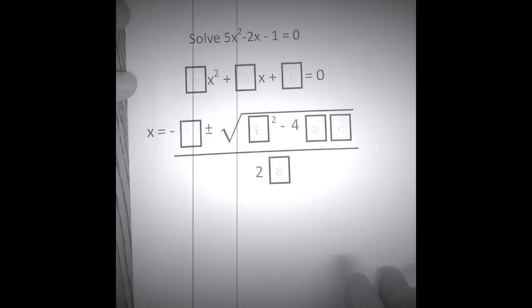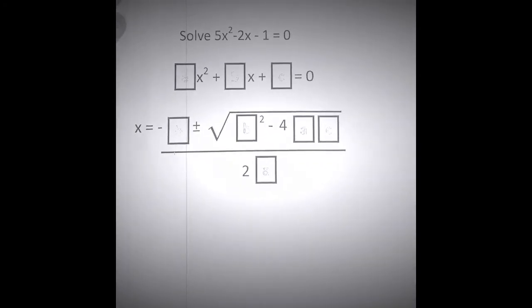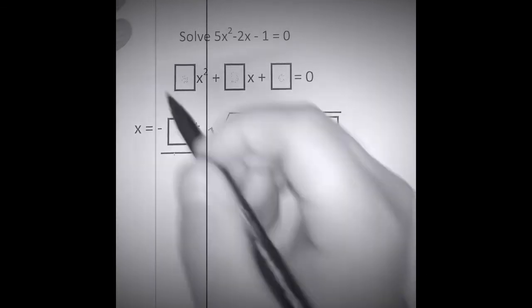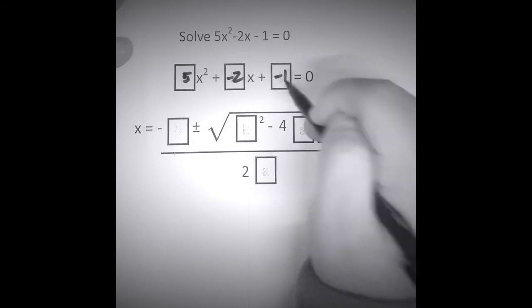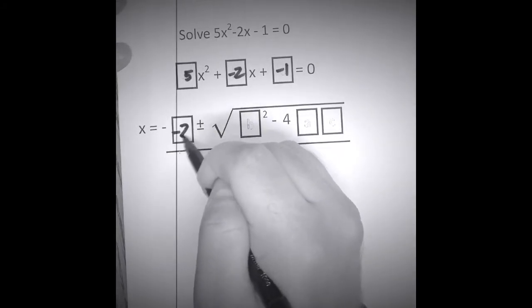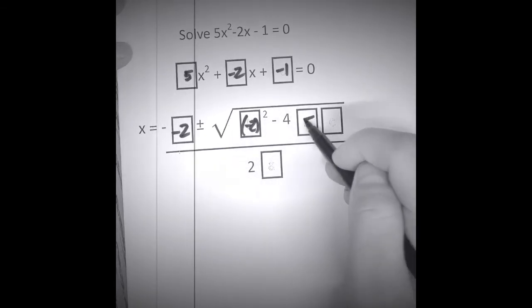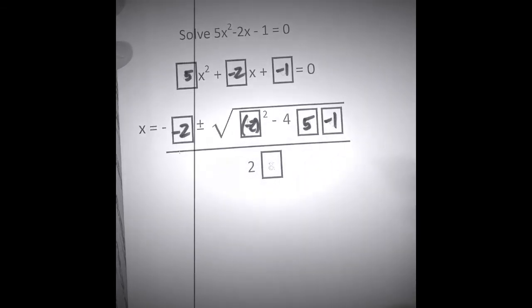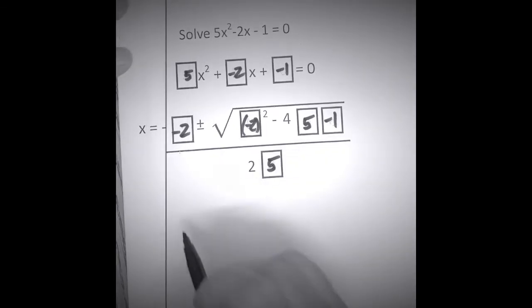Let's look at another example. 5x squared minus 2x minus 1 equals 0 is already in the form that we wanted. So a is 5, b is negative 2, and c is negative 1. We plug those in where they go. Negative b, b is negative 2, so negative negative 2, plus or minus the square root of negative 2 squared, minus 4 times a, which is 5, times c, which is negative 1, all over 2 times a, which is 5.